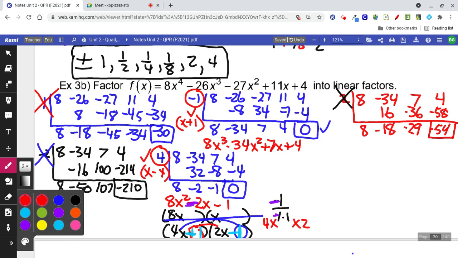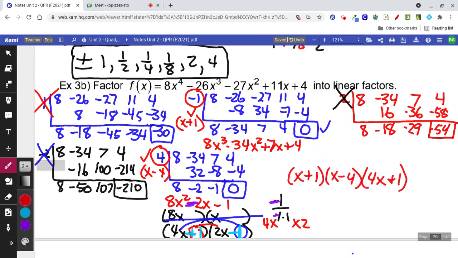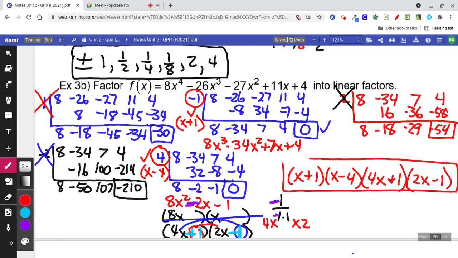Now go back and just put it all together. The first one we found was x plus 1. The next one we found was x minus 4. And then we were able to do Algebra 1 techniques. We have 4x plus 1, and, I'm out of room, 2x minus 1. Factored. That's tough stuff, guys. That's tough stuff because there's a lot going on there. But it's basically just synthetic division and factoring.